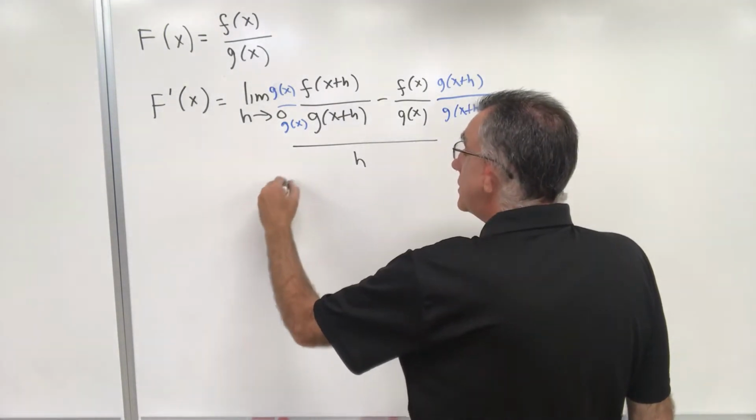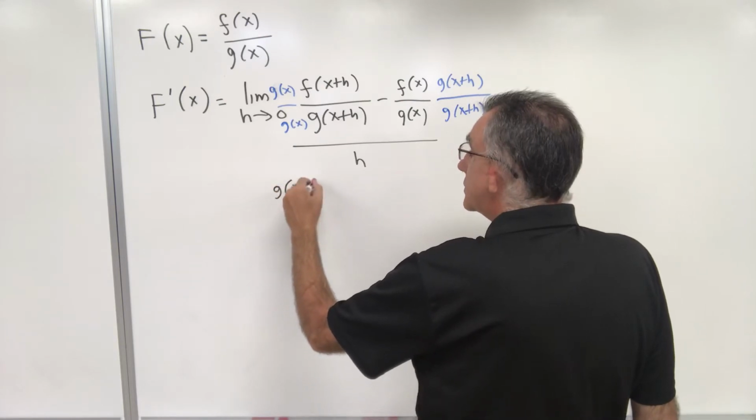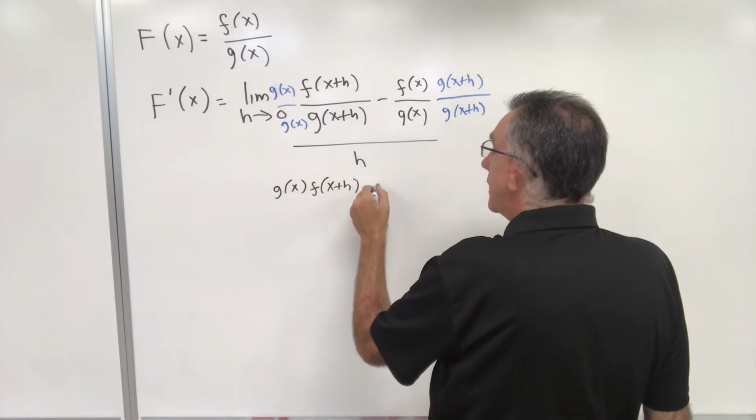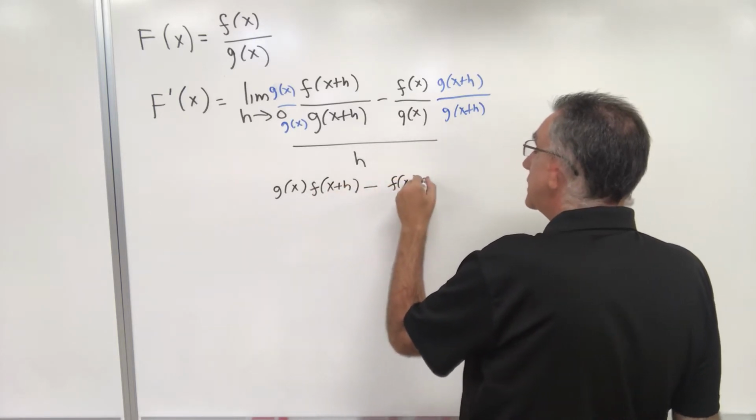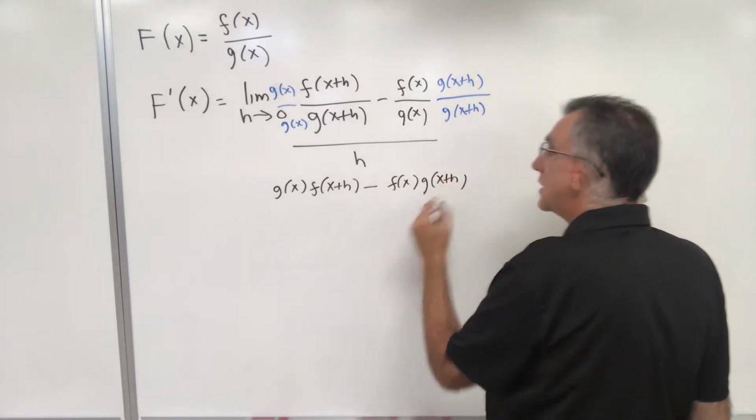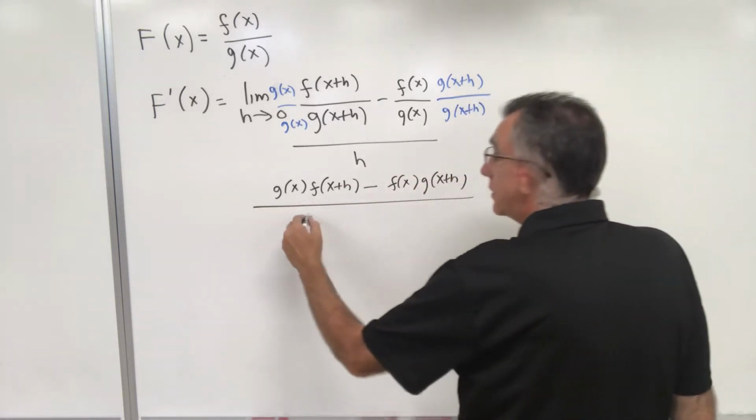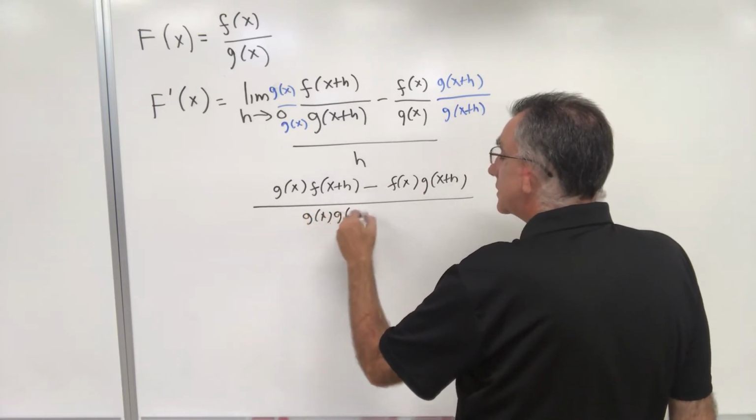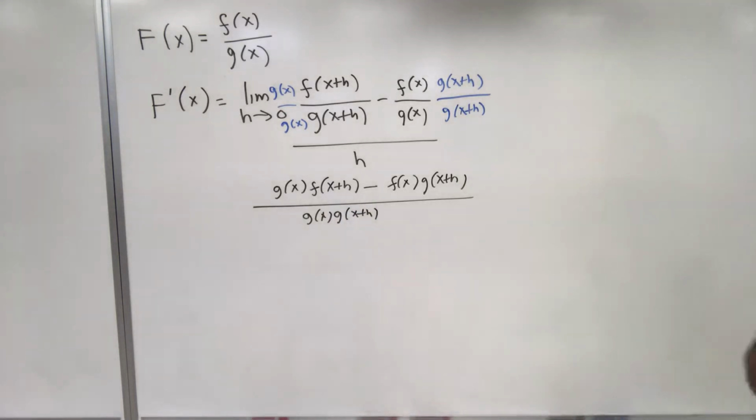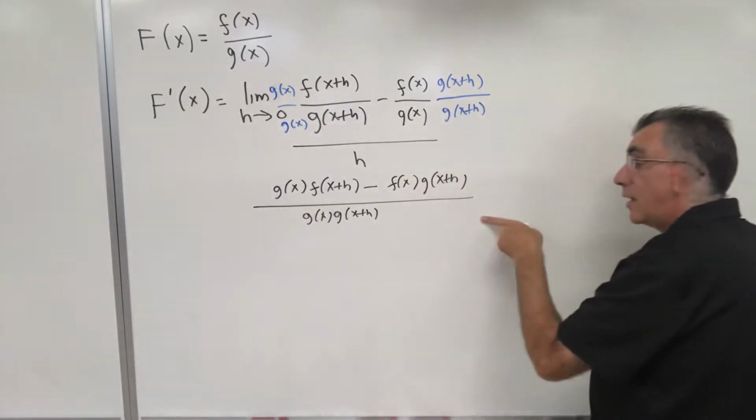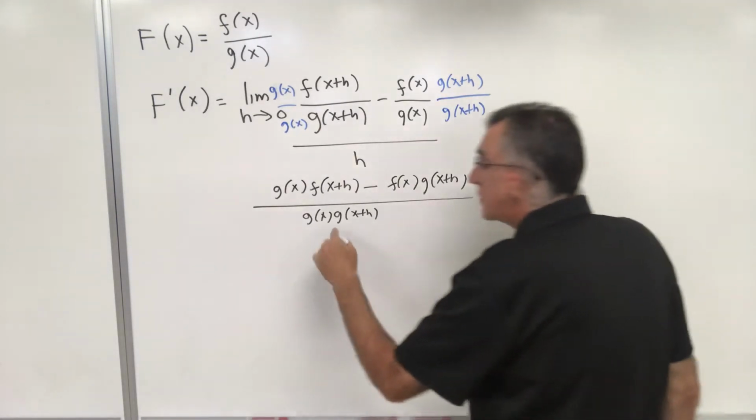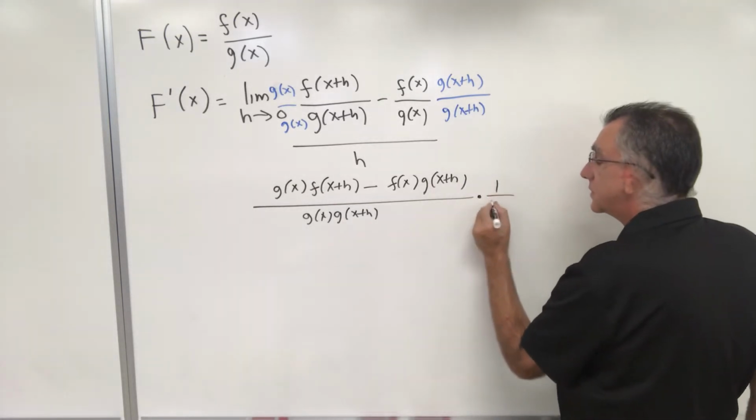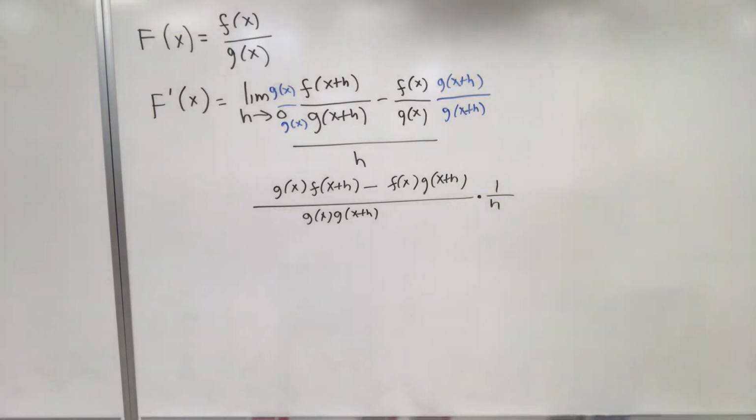So what do I end up with then? I end up with g of x times f of x plus h, minus f of x times g of x plus h, all over g of x times g of x plus h. There's the common denominator. And then that's all over h. So I'm dividing by this, and then I'm going to divide by h. But dividing by a number is multiplying by its reciprocal.